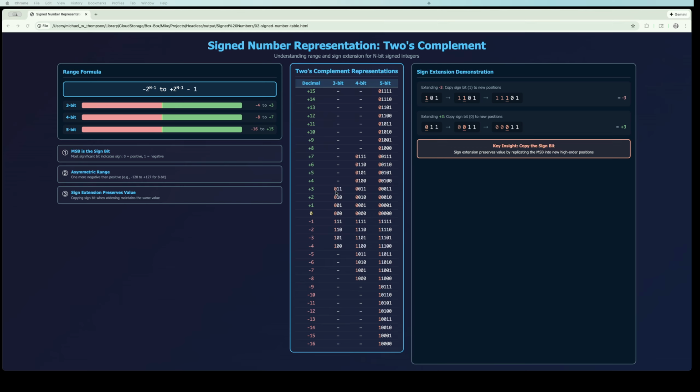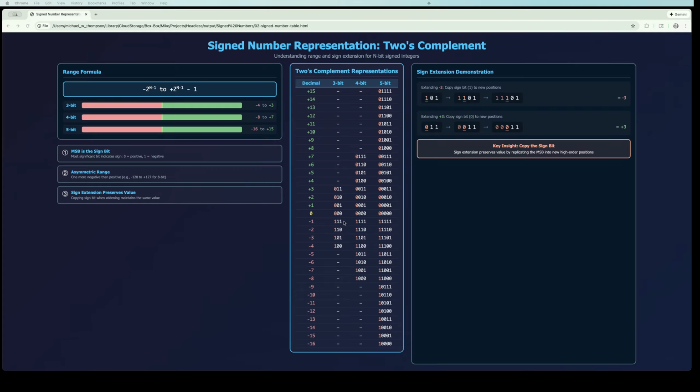The way this is structured, there will always be a 0 in the most significant bit position for positive numbers. For 3 bits, the range is +3 to -4. From this table, you can see for 4 bits, the range is +7 to -8. For 5 bits, it's +15 down to -16.